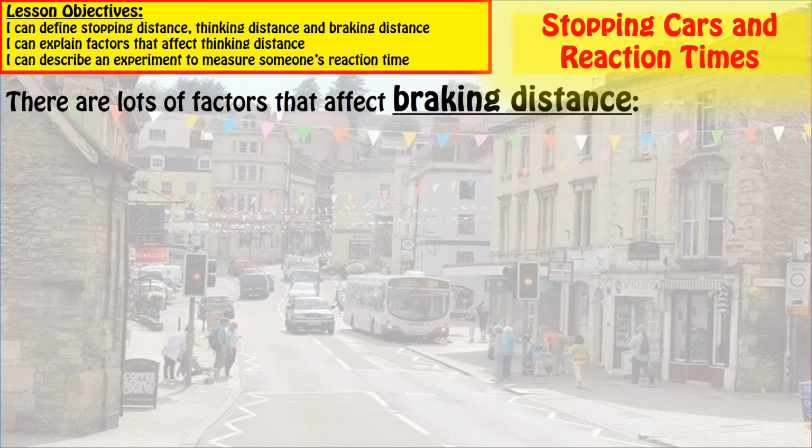Okay, so we've just done thinking distance. Let's have a look at braking distance. So the thinking distance was all about you. It's all about your brain and your reaction times and all about you as a person. The braking distance is all about the car and the road.